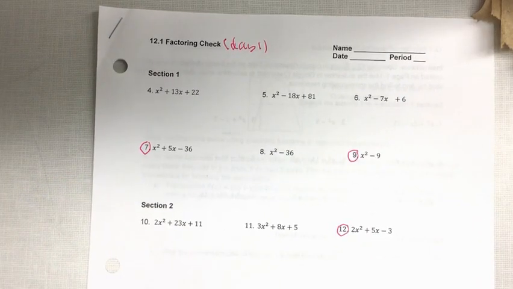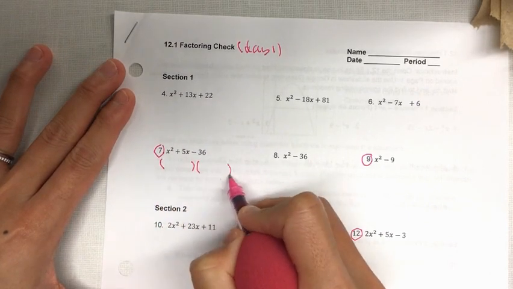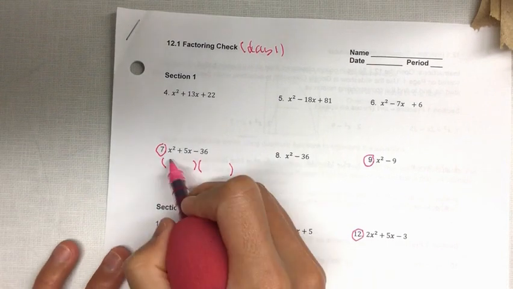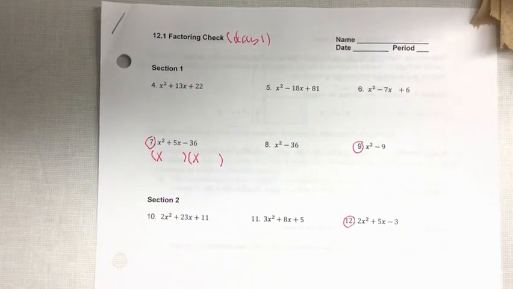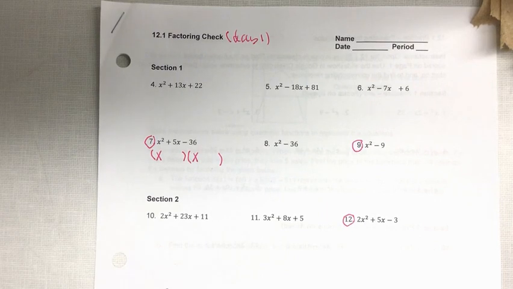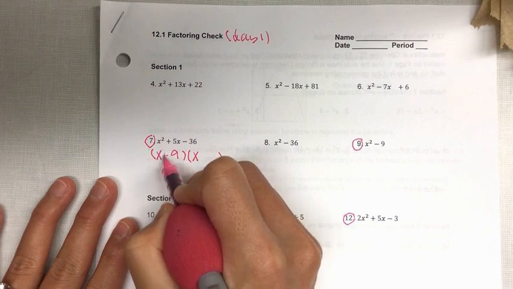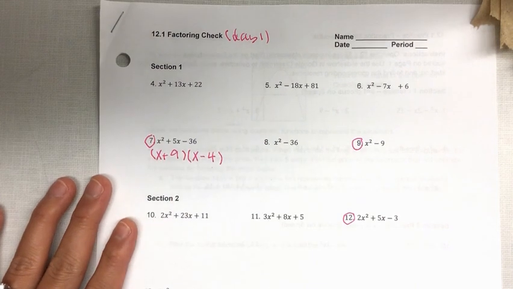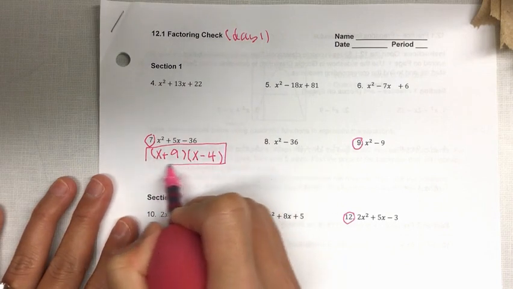Okay, starting with number 7, if you have a coefficient of 1 in front of the x squared, it is one go. So go ahead and give me 2 sets of parentheses. The first one will always be the x. And then we have to decide on what 2 numbers can we multiply to get negative 36, and add to get 5. 9 and negative 4. So we got 9 and negative 4. Do we agree on that? Yep, and that's it. Voila.